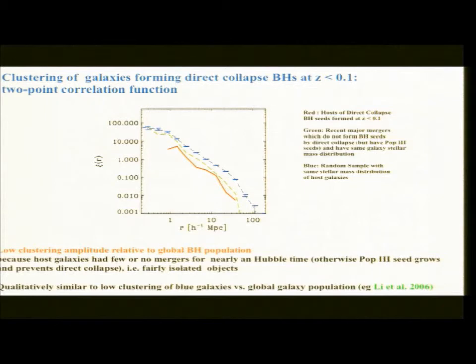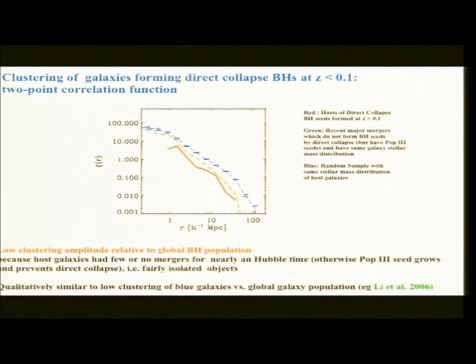Now, the interesting thing, and I'm stopping here, is that if we look at which galaxies undergo direct collapse very recently, less than redshift 0.1, you can look at many properties of these galaxies, but one of them is the clustering properties. And interestingly enough, these galaxies, which are described by the red lines, and the green ones are major mergers that do not undergo direct collapse, maybe because they have a POP3 seed which is strong, big enough to stabilize the disk.